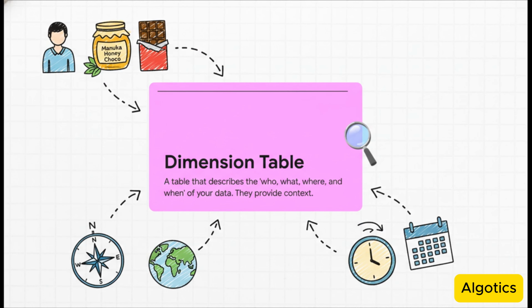And the other type of building block? Those are our dimension tables. These are the descriptive tables. They give us all the context: the who, the what, the where, and the when. Our products table, our people table, they're all dimensions. They're what turn an anonymous product ID 5 into Manuka Honey Choco. They give our data meaning.